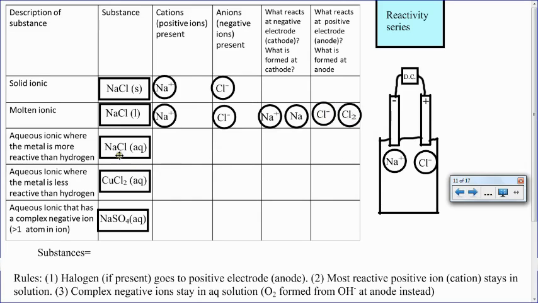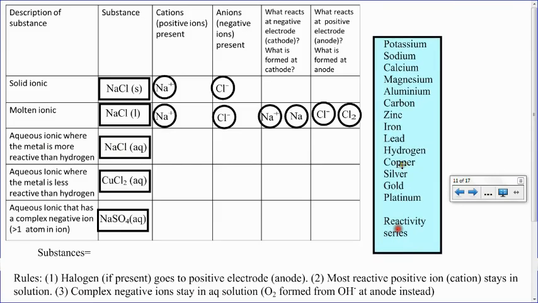Next we can see we've got these three substances. We've got metals that are more reactive than hydrogen. So if we look at our reactivity series, we can see that sodium is more reactive than hydrogen, copper is less reactive than hydrogen. So copper, less reactive, sodium, more reactive. How did we know which one went in these two? Well, this is the one with the complex negative ion. Sulfate is the complex negative ion.